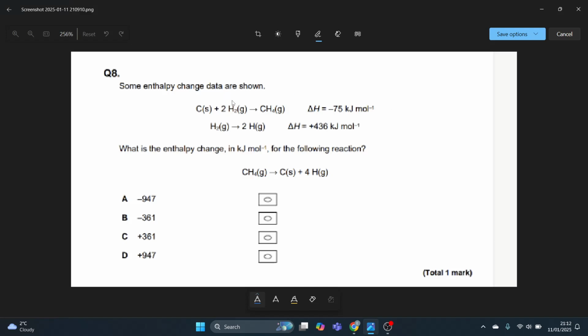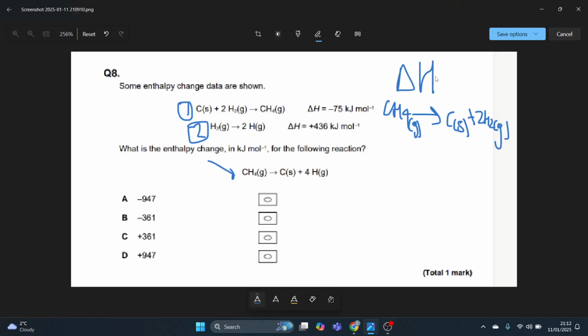So first things first, let's say this is equation 1, equation 2, and this is the final equation we want. So we can manipulate equation 1, so we get CH4 in a gaseous state forming C solid plus 2H2. If we do that, the delta H will become negative 75 plus 75, obviously kilojoules per mole to the power minus 1.